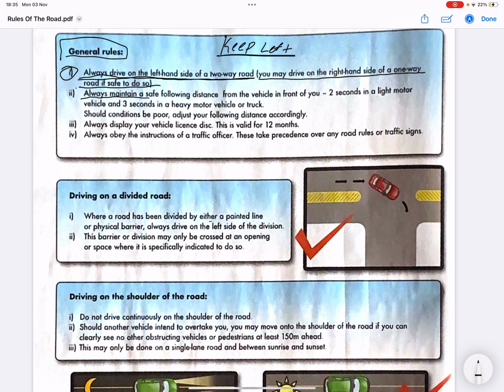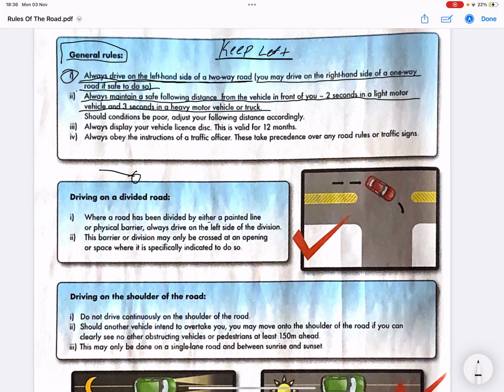Then always maintain a safe following distance from the vehicle in front of you: 2 seconds in a light motor vehicle and 3 seconds in a heavy motor vehicle or a truck. The safe following distance will be the distance that you are keeping between your vehicle and the vehicle in front of you. So it goes like this. This is car A, and car B there. The distance that you are keeping here should be what we call the safe following distance.